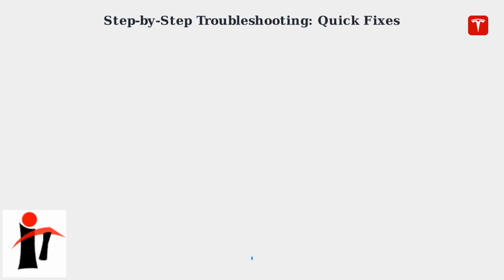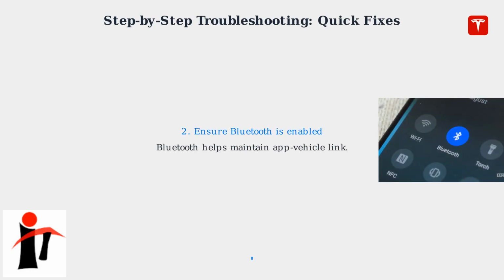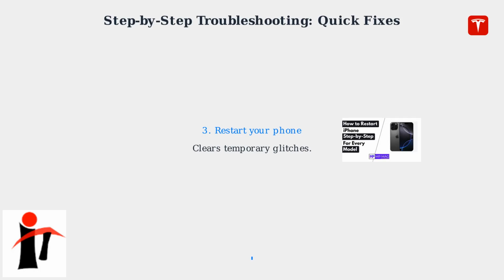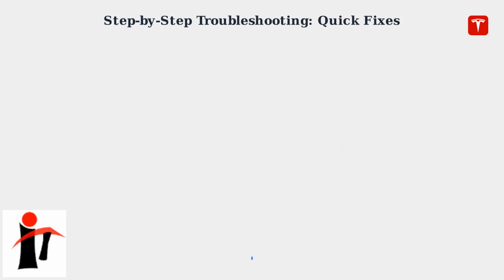Here's a quick checklist for troubleshooting Tesla app last seen update issues. First, force close and reopen the Tesla app to refresh its connection to the vehicle. Second, ensure Bluetooth is enabled on your phone, as it helps maintain the app's link to your Tesla. Third, restart your phone to clear any temporary glitches affecting the app.